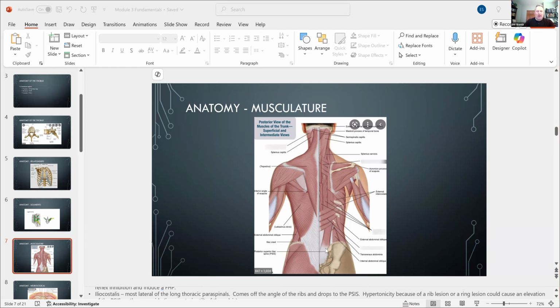So iliocostalis, basically it tells you exactly where it attaches, right? Ilium and the costal angles of the ribs, right? And so, here we go.